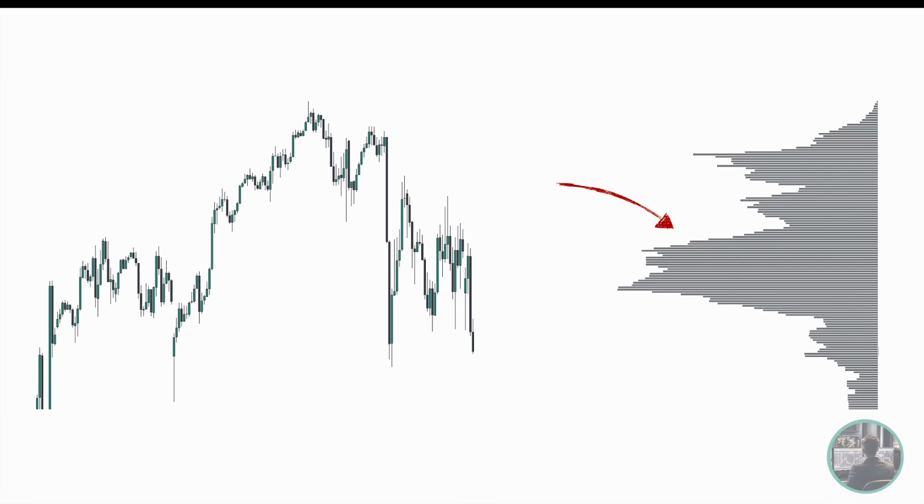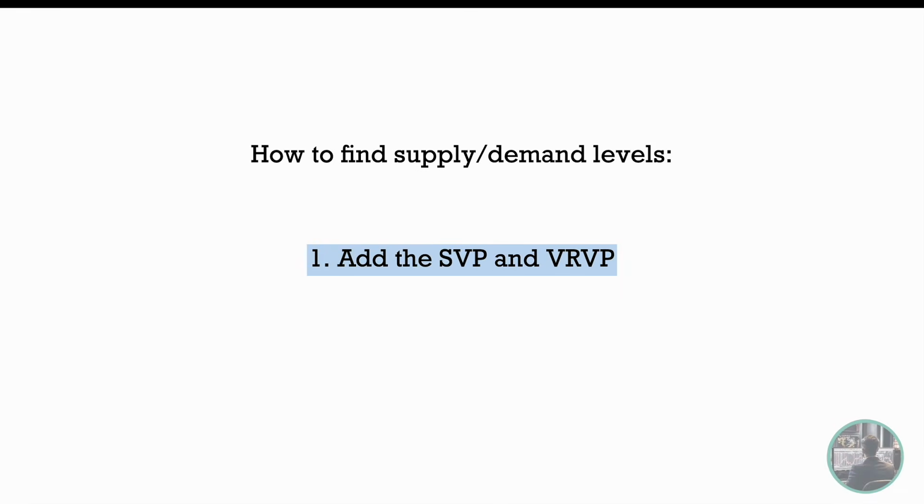So to pinpoint these exact areas, it just takes 3 simple steps. The best part is you only need to do this once. And this is starting from just a blank chart on TradingView on the 1 hour. So step 1 is to add your volume profile indicators, specifically the session volume profile, or SVP, and the visible range volume profile, or VRVP.